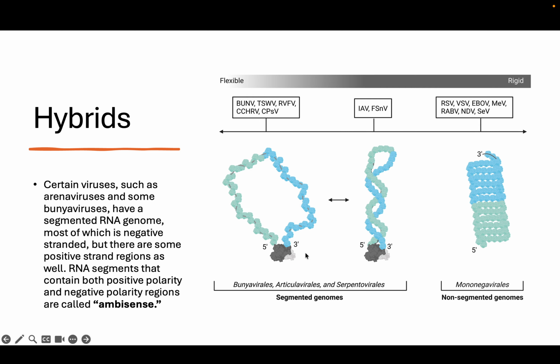You also have certain hybrids. These are really weird viruses in which the genome consists of regions with a positive polarity and regions with a negative polarity. As you can see here, these are the Bunyavirales, Articulavirales, Serpentovirales. These are called ambisense, and they're very weird, honestly. These still need their own RNA-dependent RNA polymerases, but they have both positive and negative polarities.